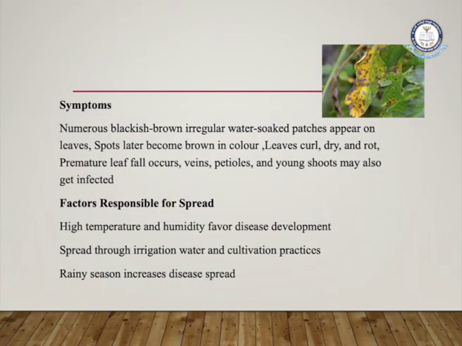So, what are the symptoms? What will happen if a plant is infected with leaf blight disease? Numerous small water-droplet-like, irregular water-soaked patches will appear on the leaf. The spots later become brown in color, and the leaf will curl, rot, and fall off prematurely. When the leaf falls off prematurely, the yield of the mulberry plant will decrease, and the veins, petioles and young shoots may also get infected.